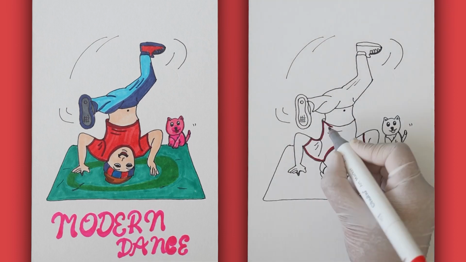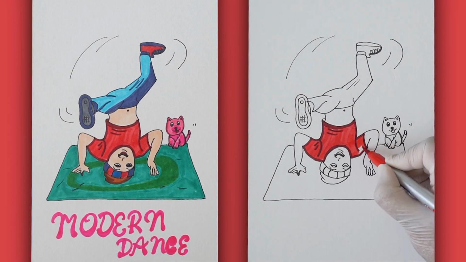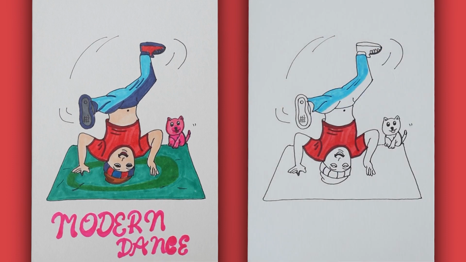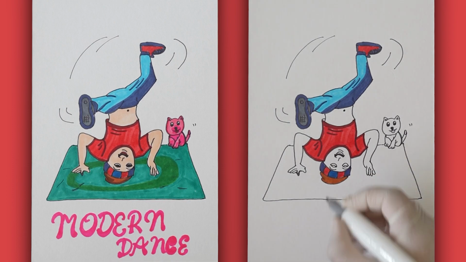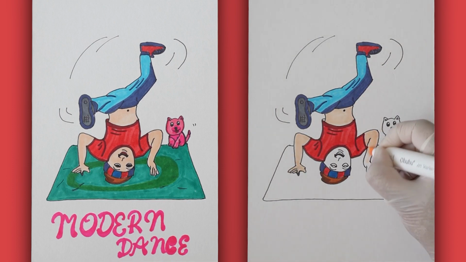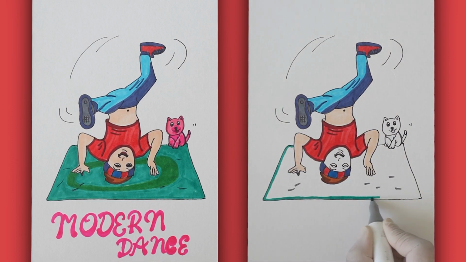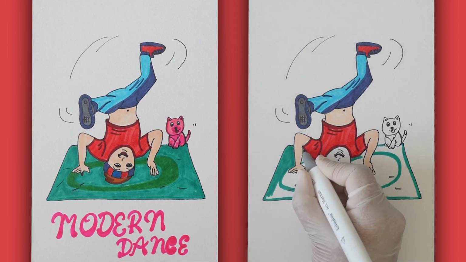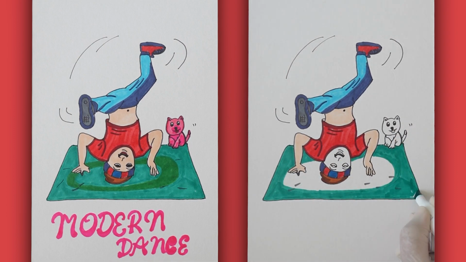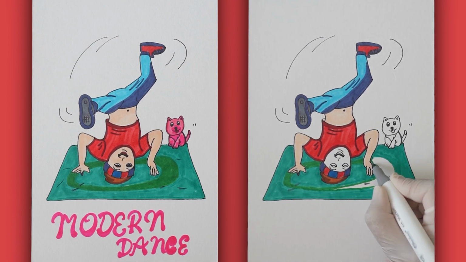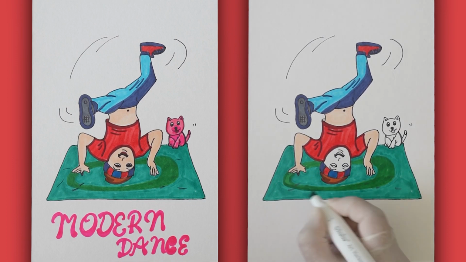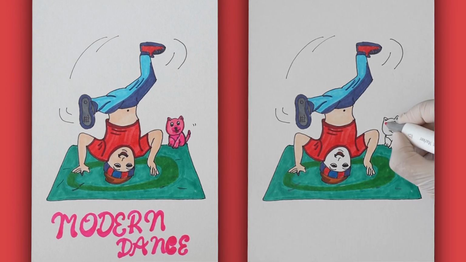Color the boy's t-shirt in red and trousers in blue and then matching shoes. Color the band, the carpet in green, and cat in pink.